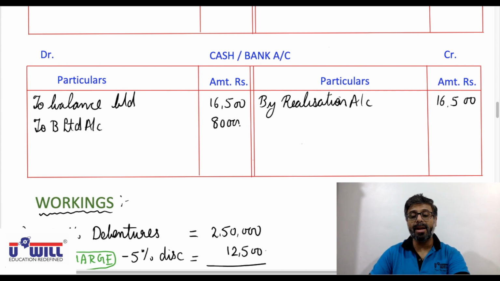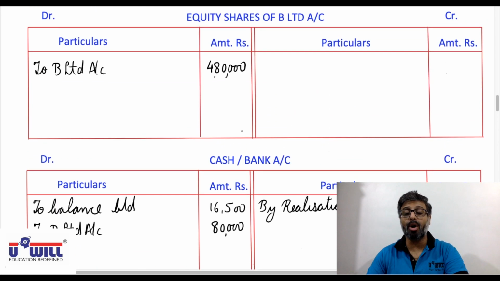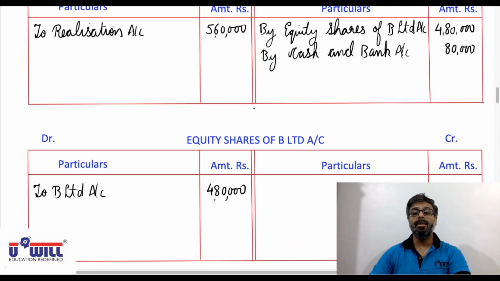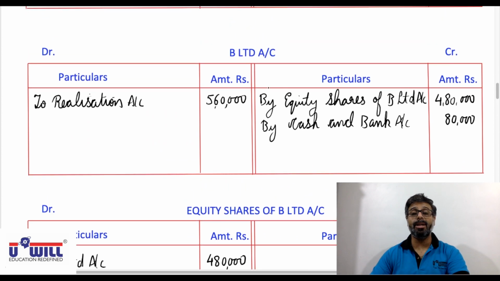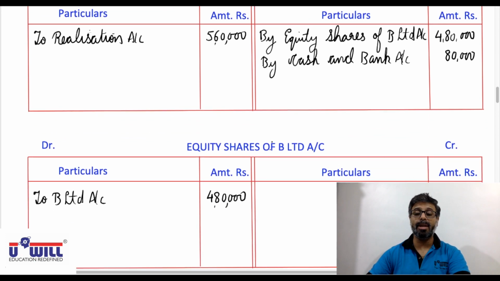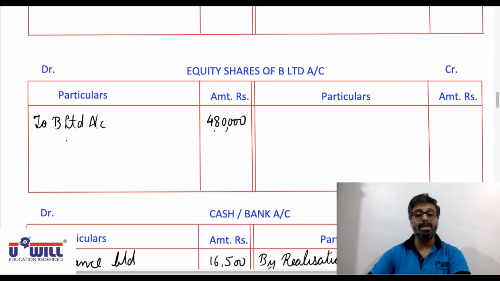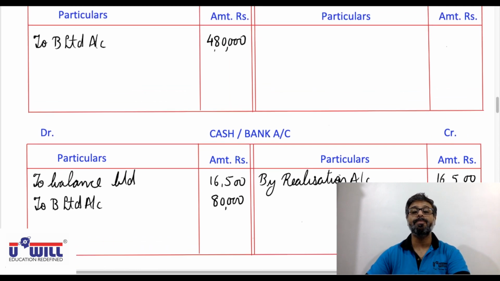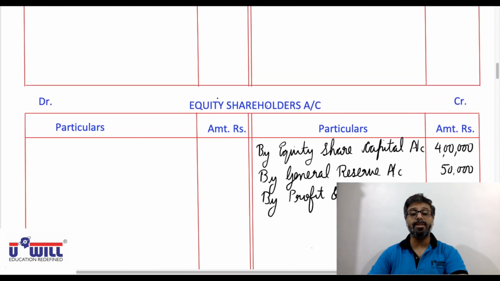Okay, I repeat it, and still if you are not clear you can pause, rewind and listen again. Cash and bank account debit, equity shares of B Limited account debit, to B Limited account, so B Limited on the credit side by equity shares of B Limited and by cash and bank. Equity shares of B Limited debit side to B Limited account. Cash and bank debit side to B Limited account 80,000. So 2 entries of purchase consideration are done.